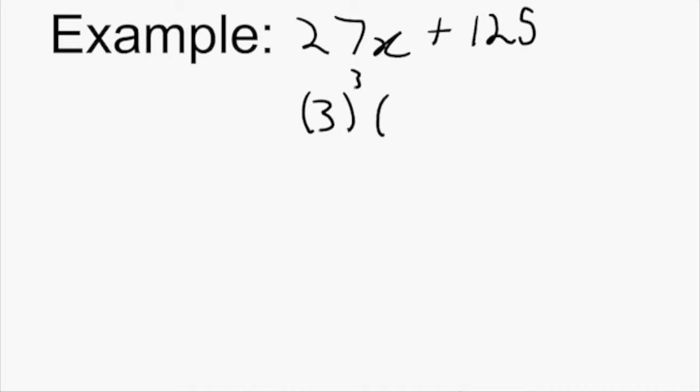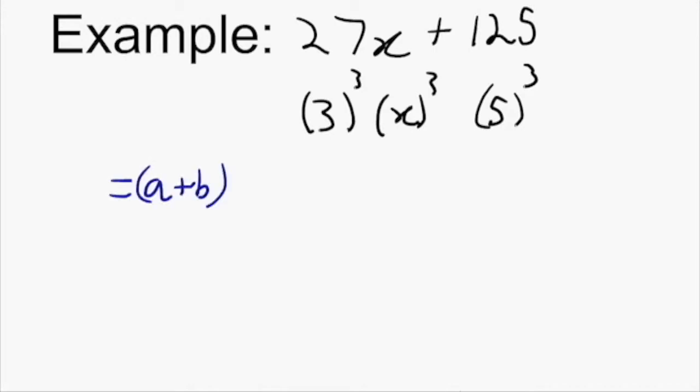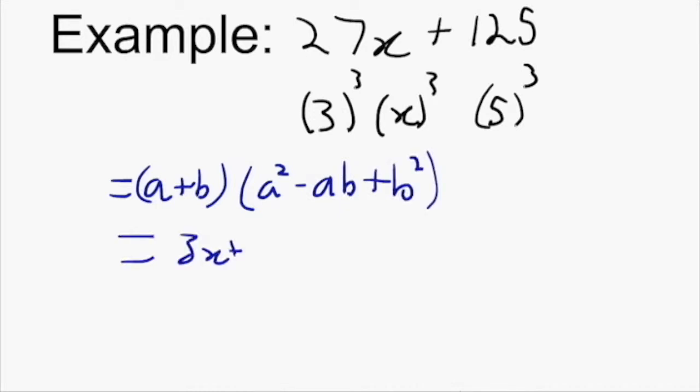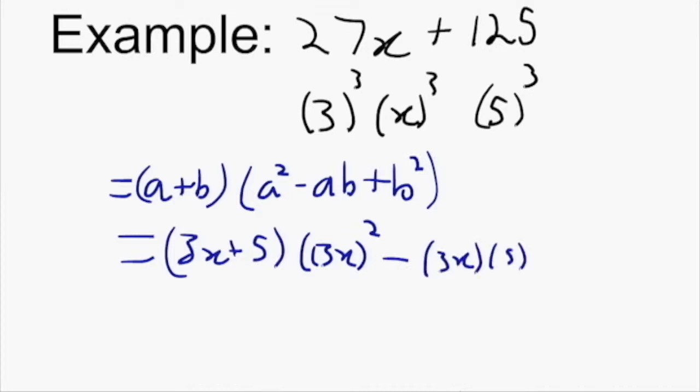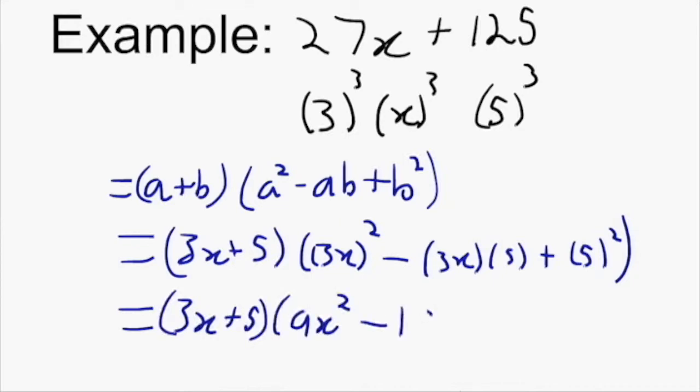27x cubed plus 125. Now, the 27x cubed is a cube because 3 to the power of 3 and x to the power of 3 are cubes. And 125 is a cube because 5 to the power of 3 is a cube. Now, if we plug those values into our sum of cubes formula, we'll get 3x plus 5 times 3x squared minus 3x times 5 plus 5 squared, and then that'll equal 3x plus 5 times 9x squared minus 15x plus 25, and that's our answer.